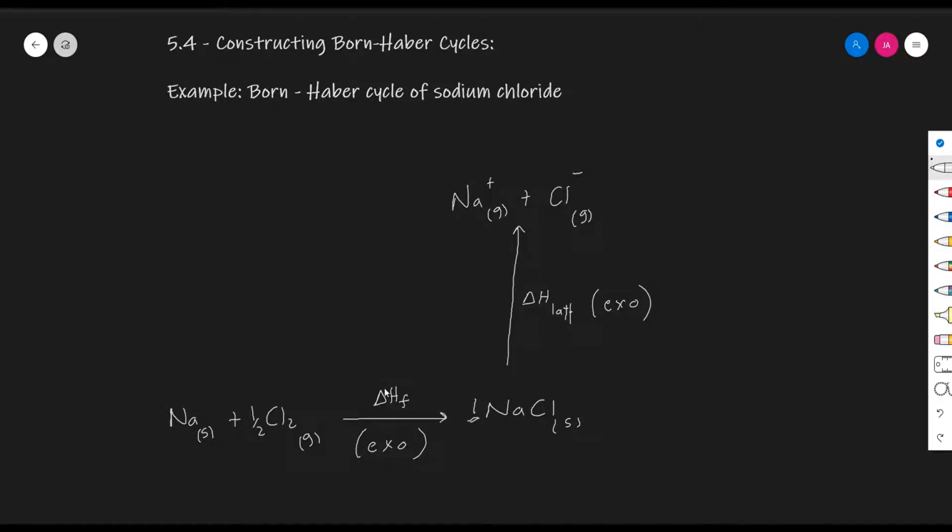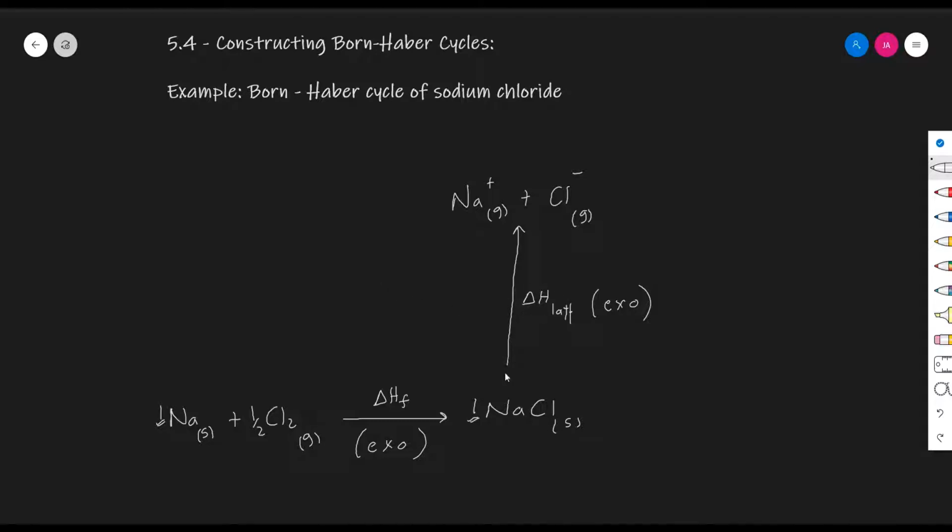The next arrow you should always draw is the enthalpy change of formation. This definition was covered in previous sections. The enthalpy change of formation is the enthalpy change when 1 mole of a substance, in this case NaCl, is formed from its constituent elements in their standard state under standard conditions. In this example, NaCl would be formed from 1 mole of Na solid and half a mole of Cl2 gas, because I only have 1 mole of chloride ions over here.